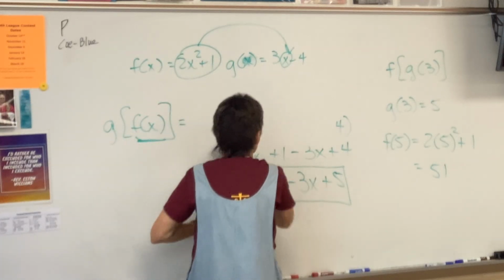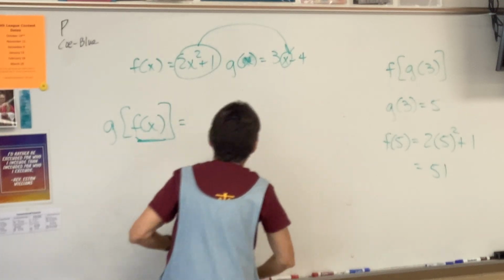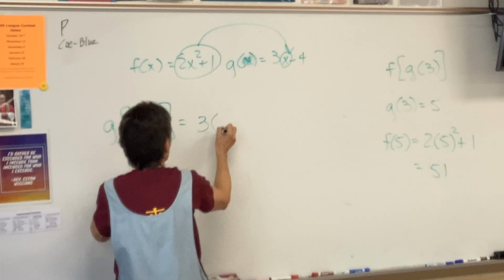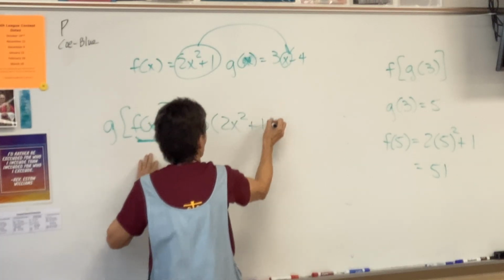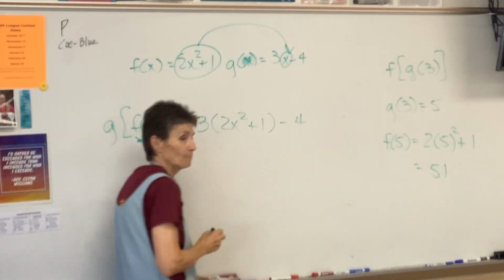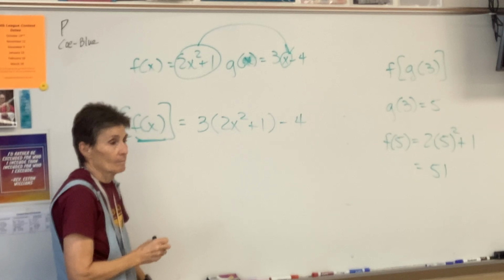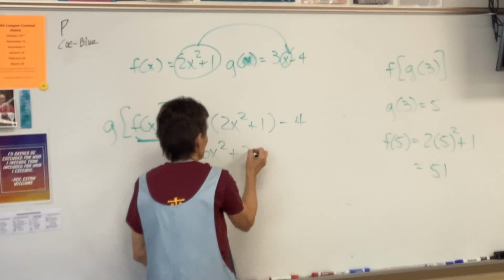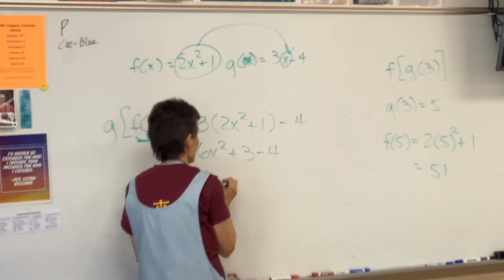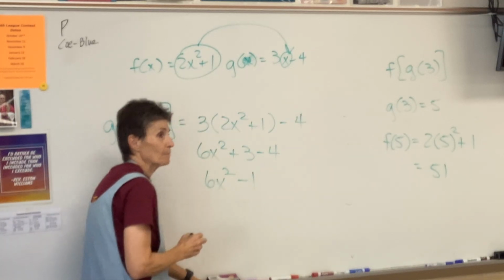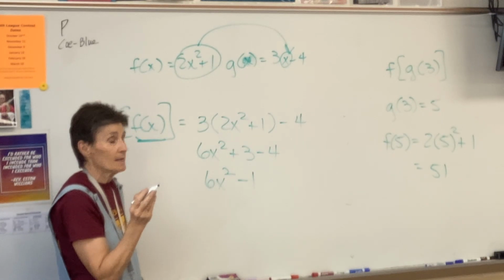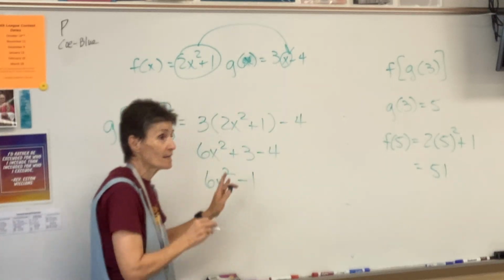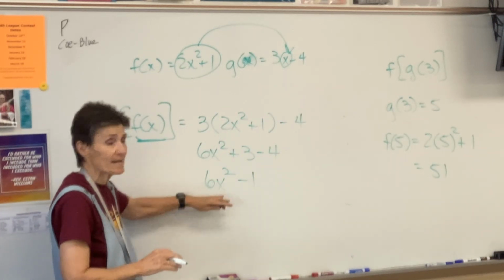So that will look like 3 times 2x squared plus 1 minus 4, which is 6x squared plus 3 minus 4, so 6x squared minus 1. And again, in this part, guys, we're not solving anything. That's the answer.